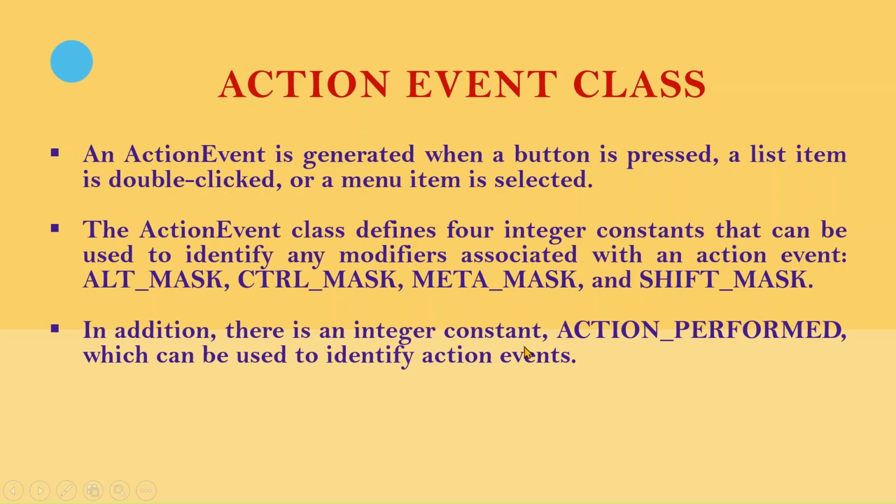Now in addition, there is an integer constant called ACTION_PERFORMED, which is used to identify the action events. So what sort of action events are available? Like double clicking a list item, selecting a menu item, or clicking a button. We need to identify them, and that is done by using the ACTION_PERFORMED constant. Now sources may generate more than one type of event. Here the source is a button or a checkbox or a radio button. So some components can generate more than one type of event.